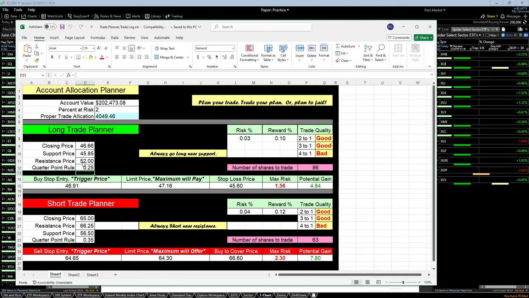What's the resistance price? That's the potential profit target. Calculate between the closing price and your support price, and that tells you how much you have at risk. You can make a calculator to do that. Plug in the numbers and do it. I did this for years.